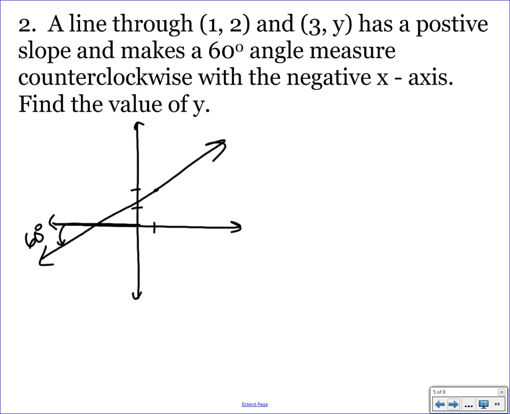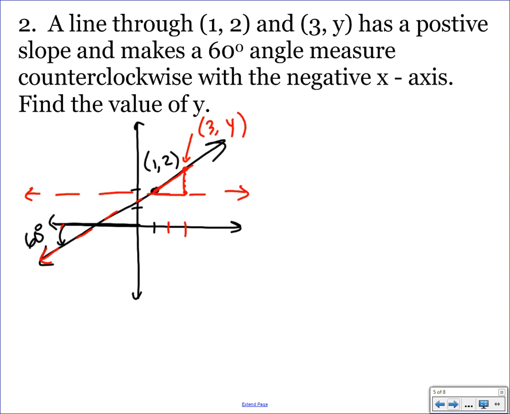Find the value of y for the next point. So now this is our point that was (1, 2). When I go to 3, that point is (3, y). Okay, let's look at this triangle. So I have that line, and I have this transversal. The dashed line and our x-axis are parallel.